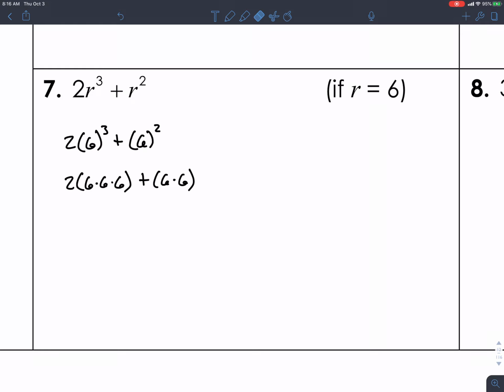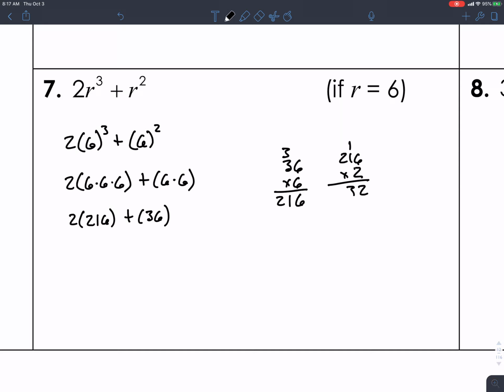Well, 2 times 6 times 6 times 6. Well, I know 6 times 6 is 36, and I've got to multiply by 6 again. 6 times 6 is 36. 3 times 6 is 18, plus 3 is 21. So I get 216 plus 36. So now I've got to multiply 2 times 216. 2 times 6 is 12. Carry the 1. 2 times 1 is 2, plus 1 is 3. 2 times 2 is 4. So that's 432 plus 36.